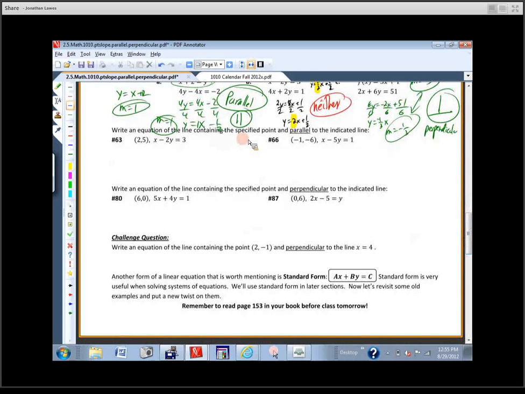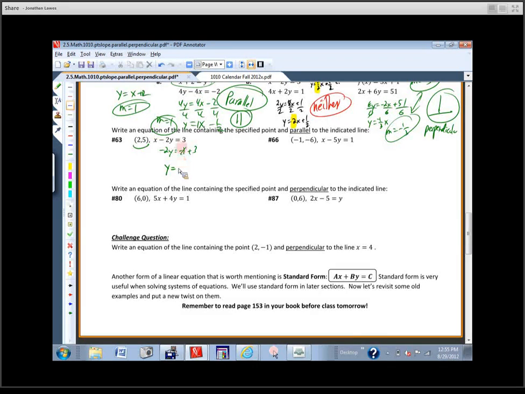Okay. You've got a couple problems on your assignment like this. It says write the equation of the line with the specified point that's parallel to the indicated line. Here's the point. Wait a minute. What two things do we need to write the equation of a line? Point and slope. There's the point. Why do I need this? To find the slope. So let's move this around.